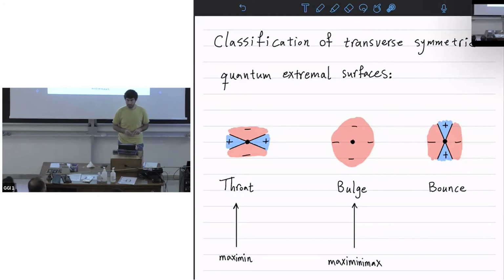They could be anything. They just shouldn't get super close to the null, because we know at null, by quantum focusing, they're negative. So you're saying these are always space-like and these are always time-like? Yes.